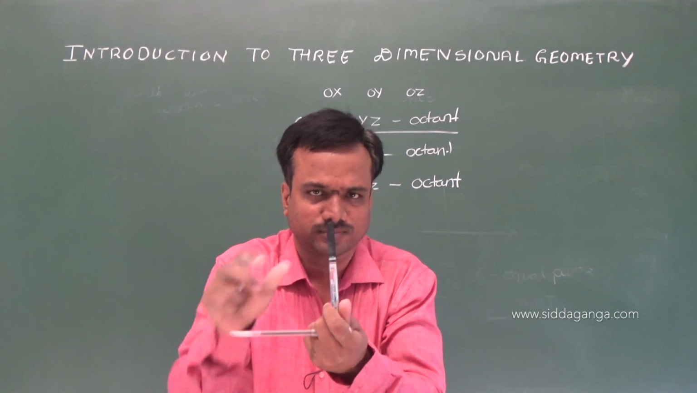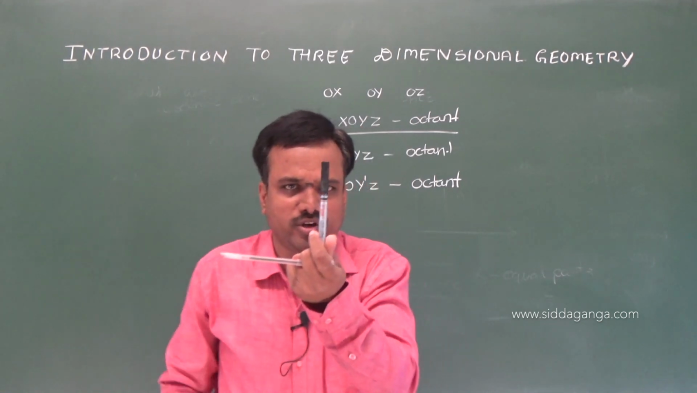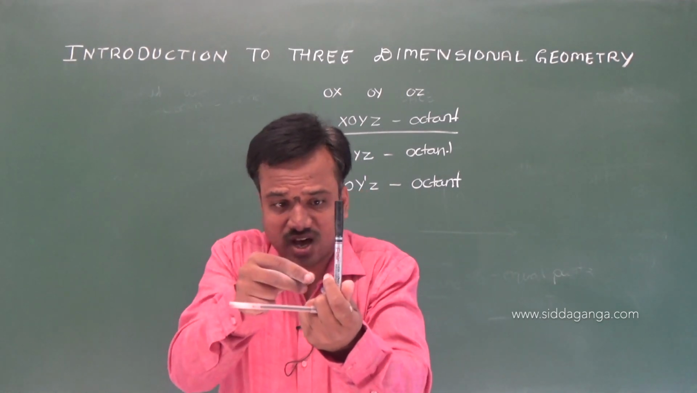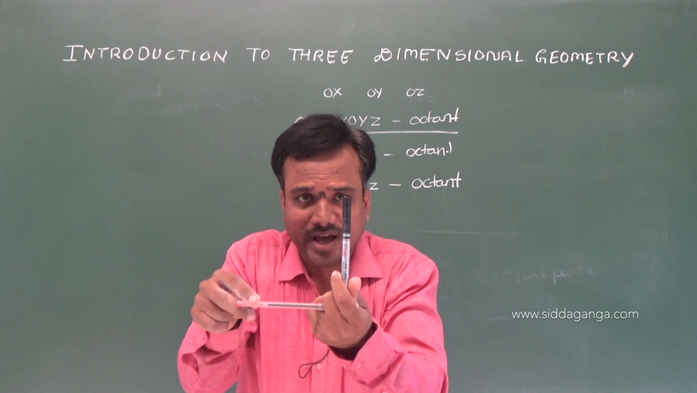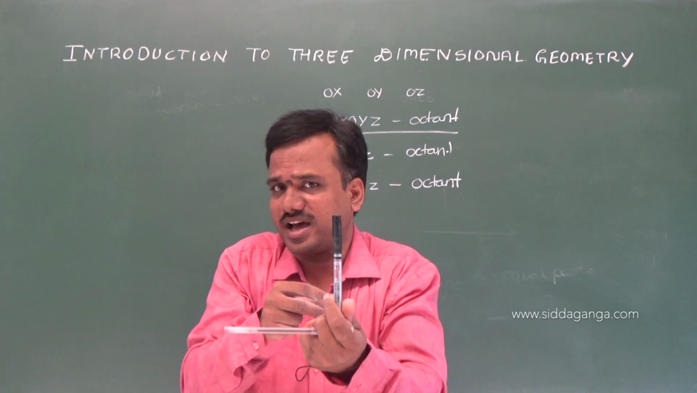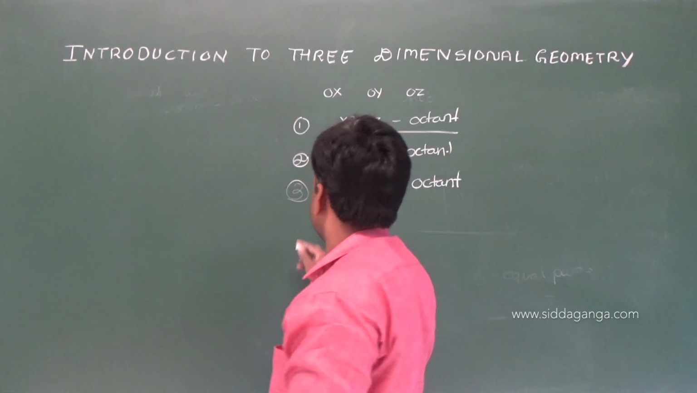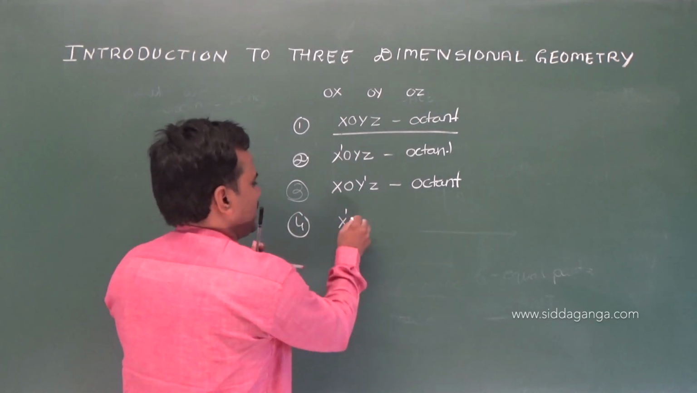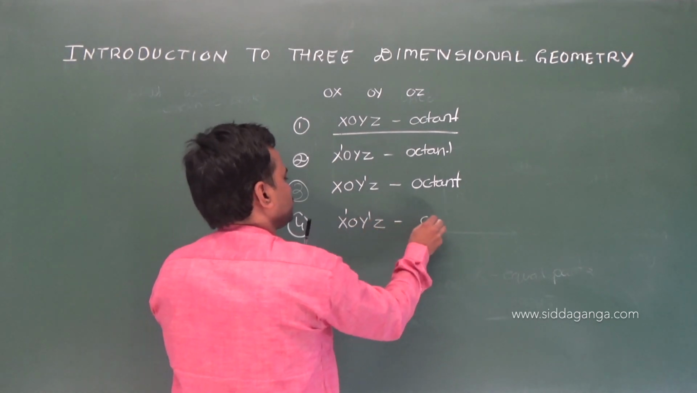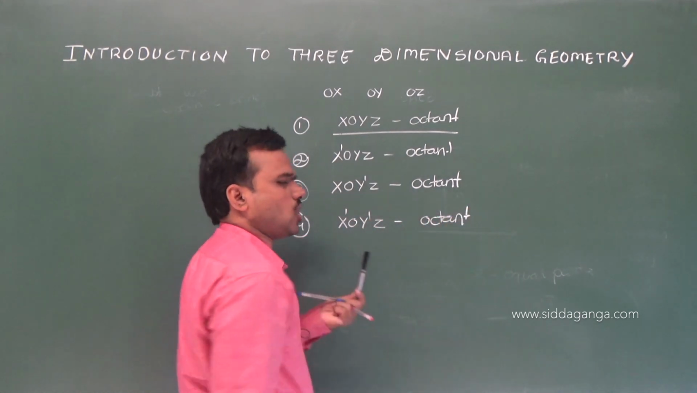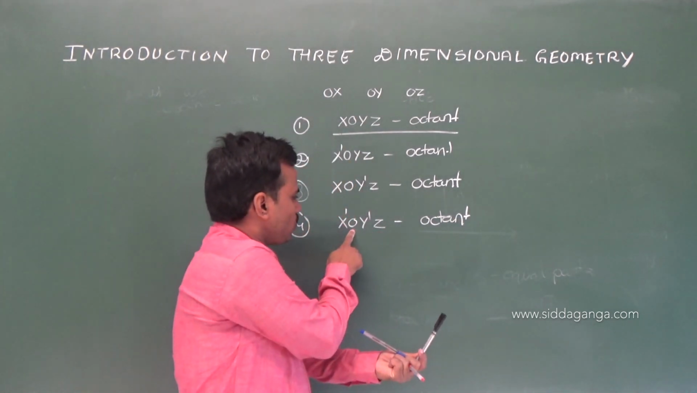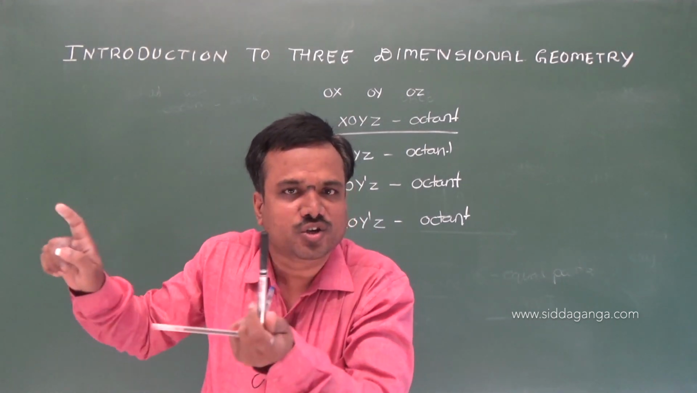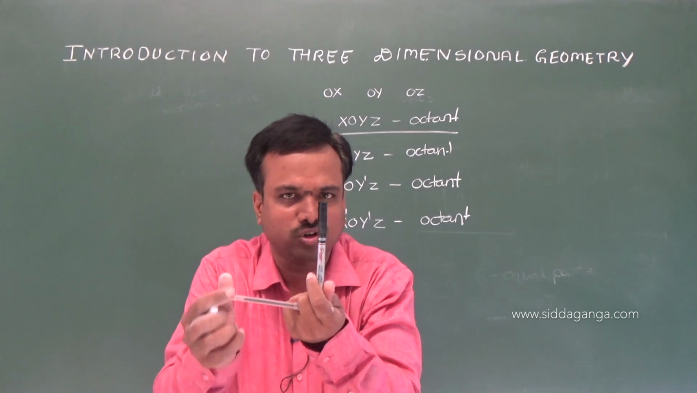Now observe here carefully. This octant contains the edges OX dash, OY dash, and OZ. This is the fourth octant, X dash, O, Y dash, Z, where X dash and Y dash mean the negative directions of the X and Y axes.